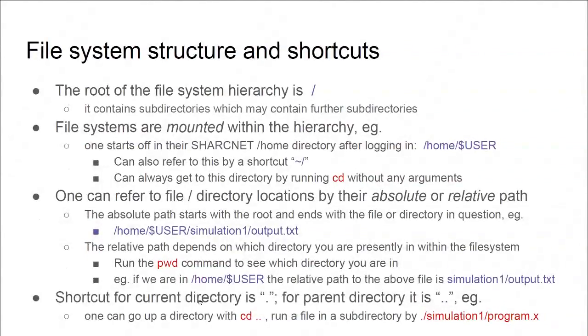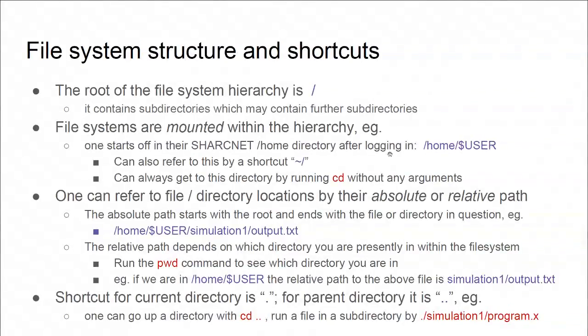So as I'd mentioned, in Unix-based systems, the root of the file system hierarchy is this /root. So it contains subdirectories which may contain further subdirectories and whatnot. Contrary to the way you'd expect things to be in a Windows-based system where you have different drive letters and they're not connected, in Unix, all of the drives are mounted within this hierarchy.